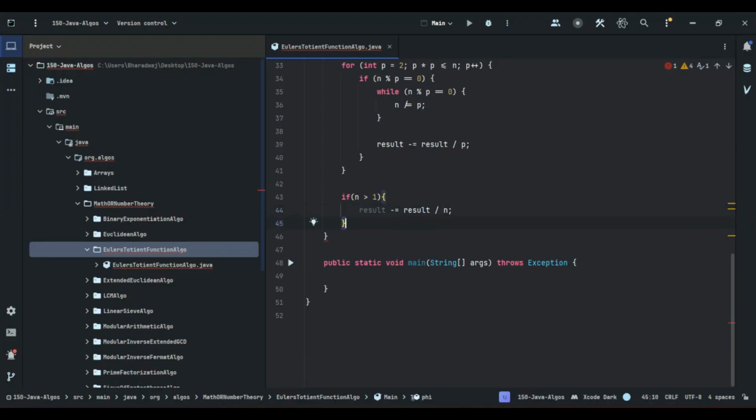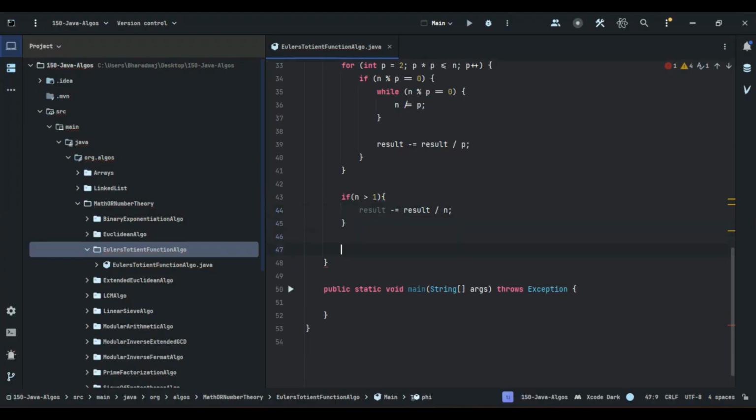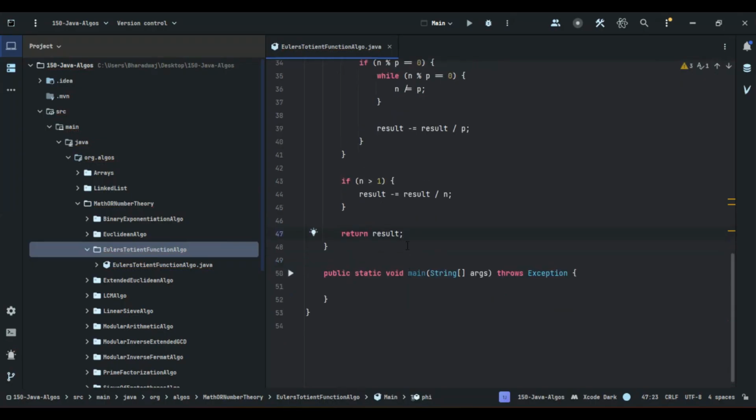We are left with only one step: we have to return the totient of the original n. So we just have to return the result variable. Sorry, this is not the result one, this is the return actually. Anyway, now the error should be gone. Let me format the code once. We are done with this part.